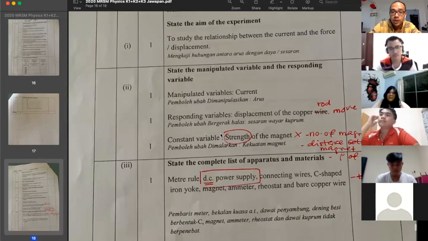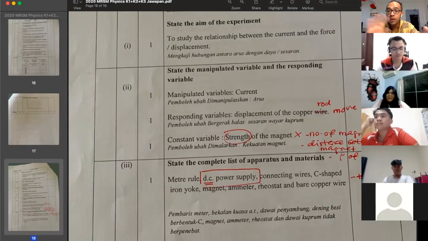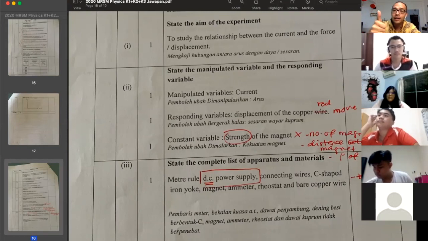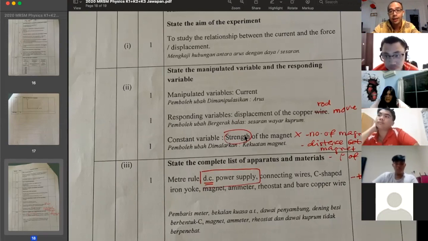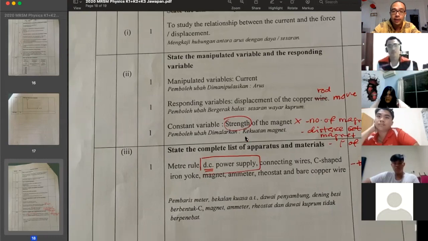Okay, strength of magnet. Okay, notice what this guy is writing. A very common answer we always see is number of magnet. Number of magnet tak boleh. Okay, remember that this one, type of magnet, number of magnet. The perkataan type of memang tidak boleh. Okay, so type of liquid lah, type of water, no type. Okay, so if in an experiment that involves electromagnetism, please use the words strength of the magnet, kekuatan magnet. Okay, sebab itu ada nilai.